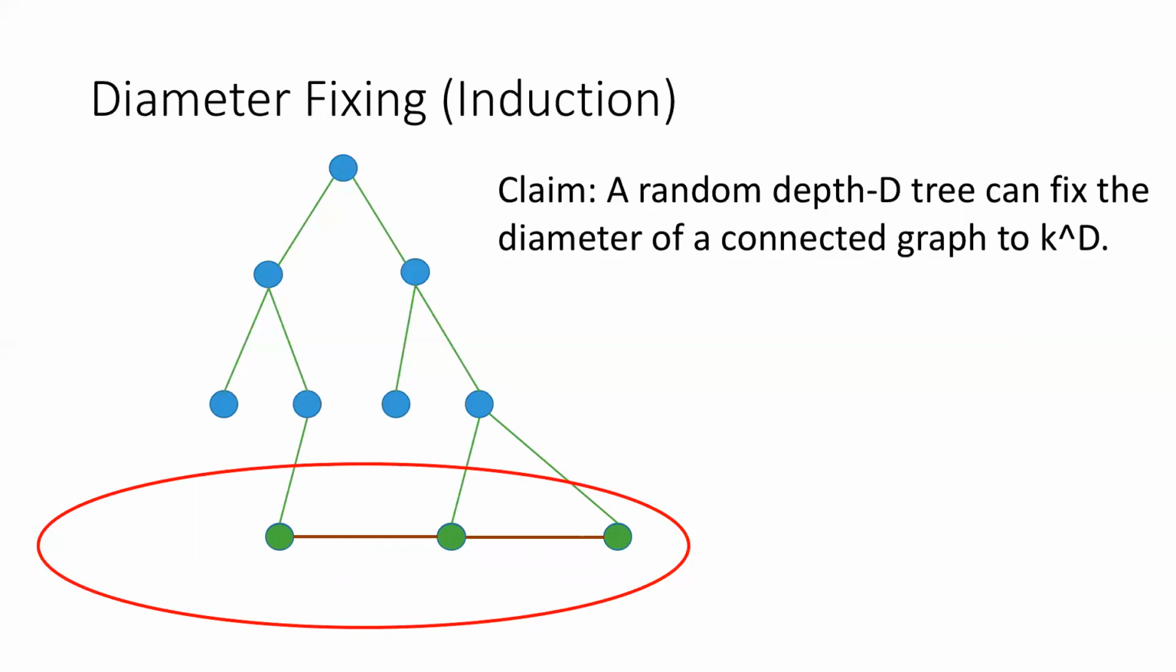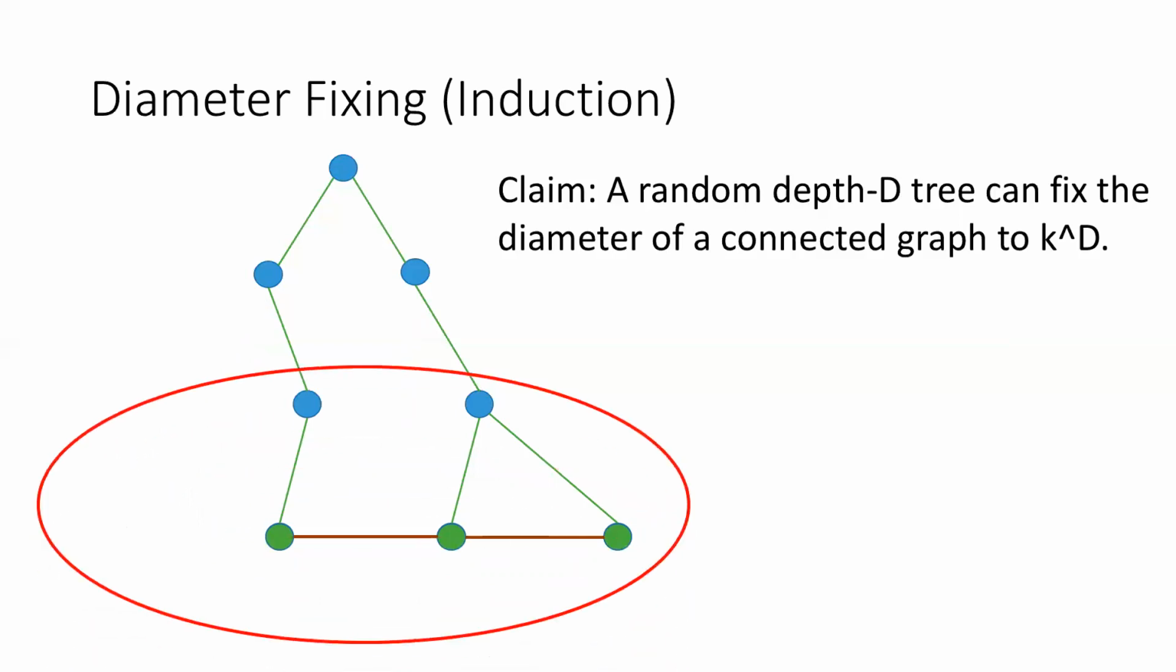Now we take nodes in the last but one level into account. So these are the nodes that are incident to the base graph, and we can discard all other nodes. And this is the new graph we take into account. So now the tree that is used to fix this has depth at most D minus 1. And we can use the induction hypothesis and get that with high probability, the new graph is fixed to have diameter at most k to the d minus 1.